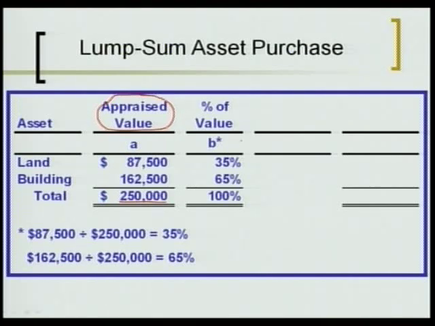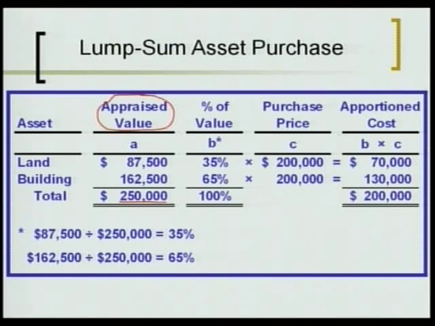So then what do you think we're going to multiply those by? The $200,000 cost. And then that gives you the apportioned cost. And that's what the assets will be recorded at. The land will be debited for $70,000, and the building will be debited for $130,000. The total assets will be $200,000, and that's what we paid for them. But that's how we divide it out between the land and the building. We just simply use those appraised values to allocate that purchase price.